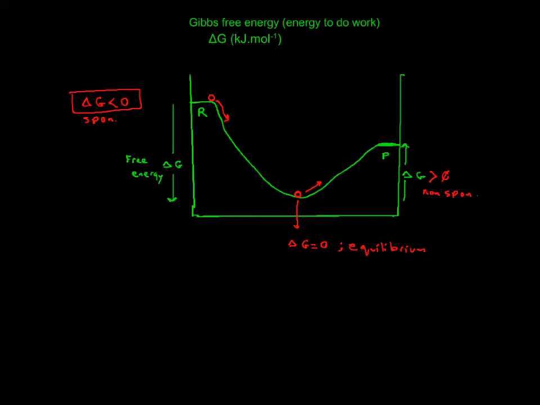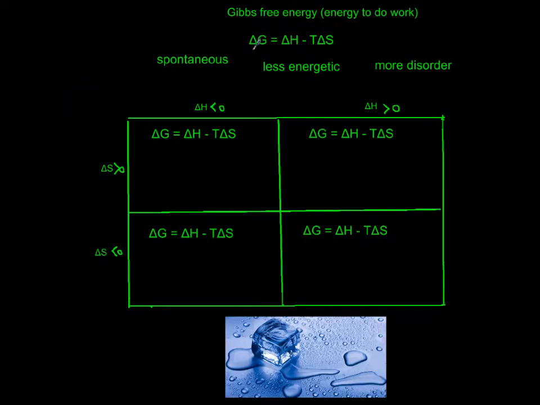Now Gibbs put quantities of enthalpy and entropy together in this fashion. Delta G, if you want it to be spontaneous, we want the reaction to be exothermic, and we want it to be more disordered. And T is your absolute temperature in Kelvin. So this is Gibbs free energy in terms of equation, which has two driving forces of enthalpy and entropy in it. Now let's look at some possible cases.